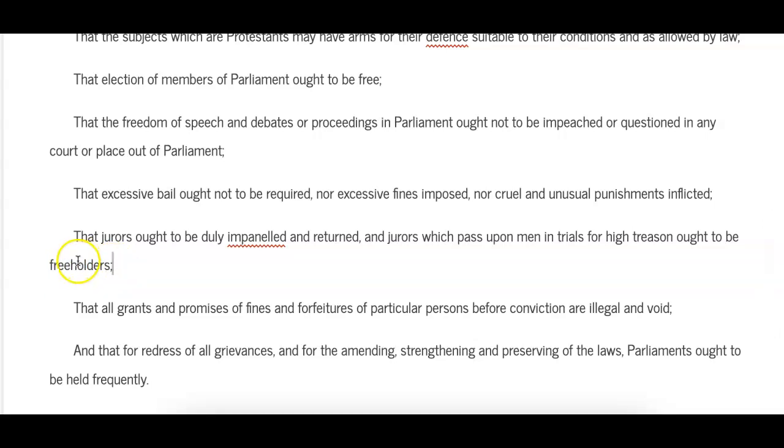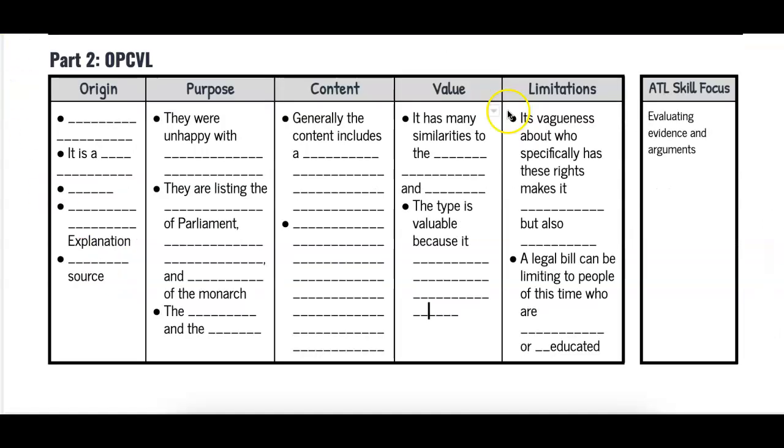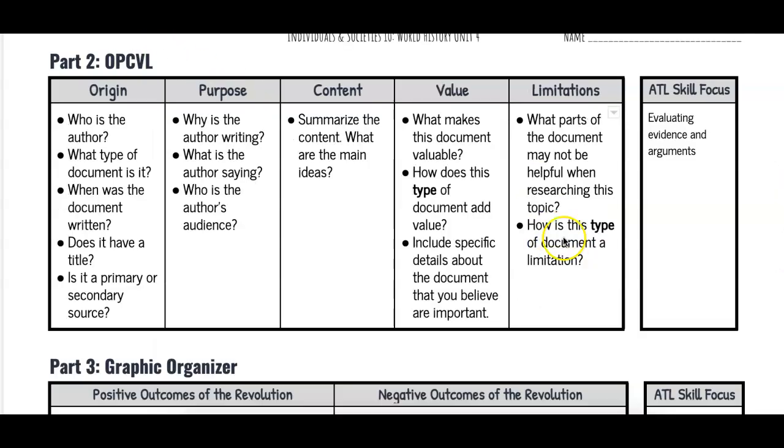And during this time, if you owned land, you were pretty wealthy. So I think it's really limited in its vagueness. Its vagueness about who specifically has these rights makes it adaptable, meaning that it can change depending on what time period it is, but it also makes it limiting. And our last question, how is this type, remember, Bill of Law, how is this type of document a limitation?